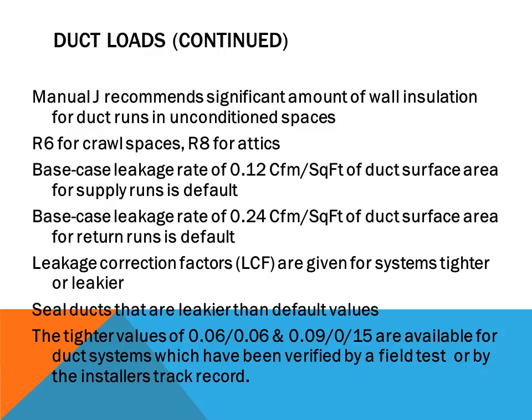So for duct loads, Manual J recommends significant amounts of wall insulation for duct runs in unconditioned space. Of course, if we don't do that, we will gain a great deal of heat energy, because if the ductwork is in an attic, which can be 130 degrees, and the room temperature is 75 degrees, we can see that we are gaining a great deal of heat energy, and we have to oversize the air conditioning system to compensate for those gains. Sealing the ducts up and other things like that are factors that we need to look at too. These days we will use some type of mastic around any joints to keep from losing air, or absorbing air if it's on the return side of the system.